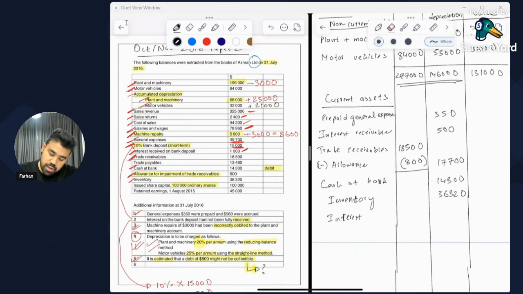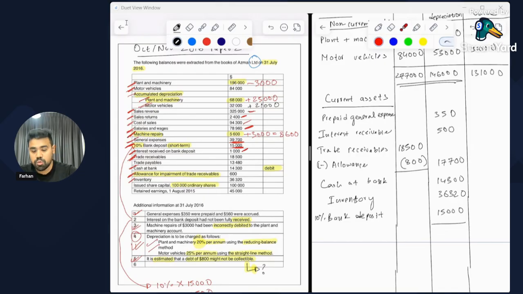Sorry, banked. I'm sorry. It's the bank deposit. 10% bank deposit. Okay. So this was an investment, and that is 15,000. All right. Okay. I apologize. So you see there are many information that we have to include, and even I can make mistakes at times where we forget to add everything at the same time.